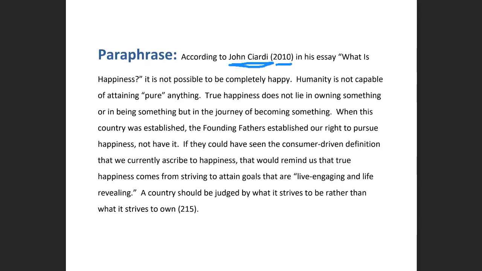Again, 85% of the time, students don't intend to plagiarize. It's not intentional. It's just knowing how to handle information. All right, so let's go to then the summary.